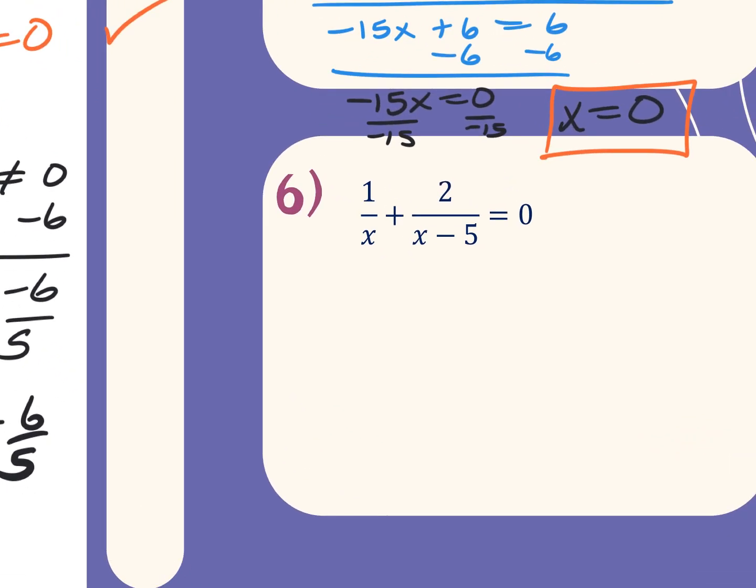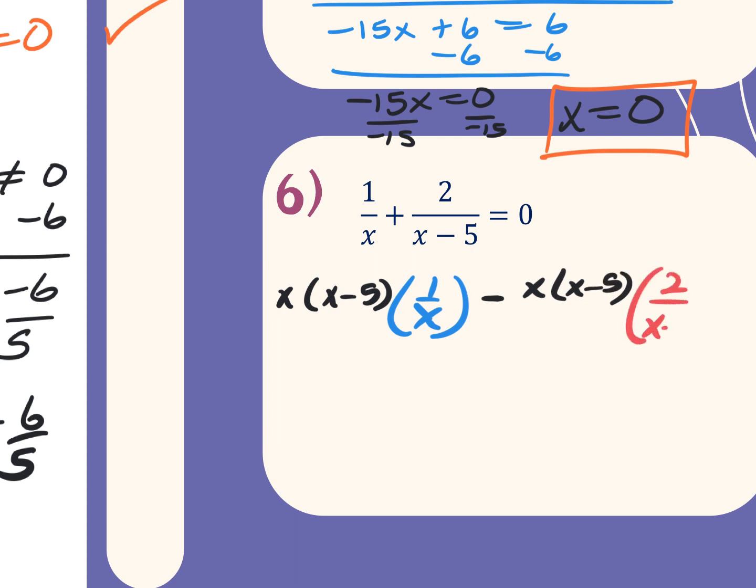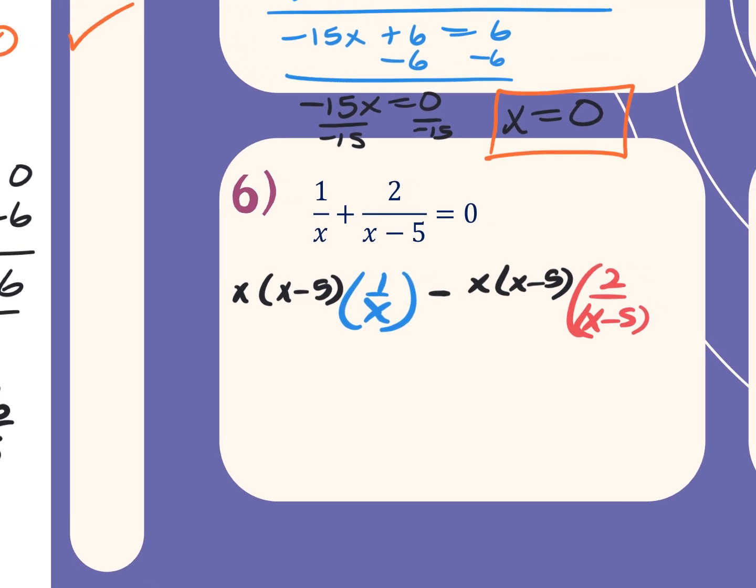So for this one, I'm going to go ahead and multiply everything by my LCD. My LCD is going to be the x times the x minus 5. So then I'm going to multiply that to this first one, the 1 over x. Then I'm going to multiply it to the next fraction, the 2 over x minus 5.